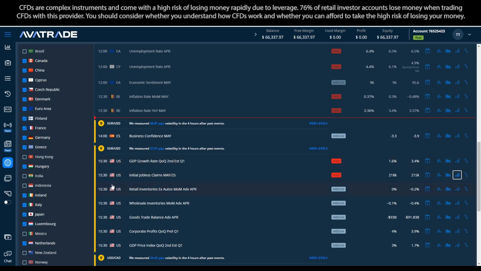So I might be looking at both of these at the same time. And if the GDP growth rate comes in better than expected, which would be higher, and the jobless claims come in better than expected, which would be lower, and both of those happen at the same time, then I would choose to trade. Or the opposite.